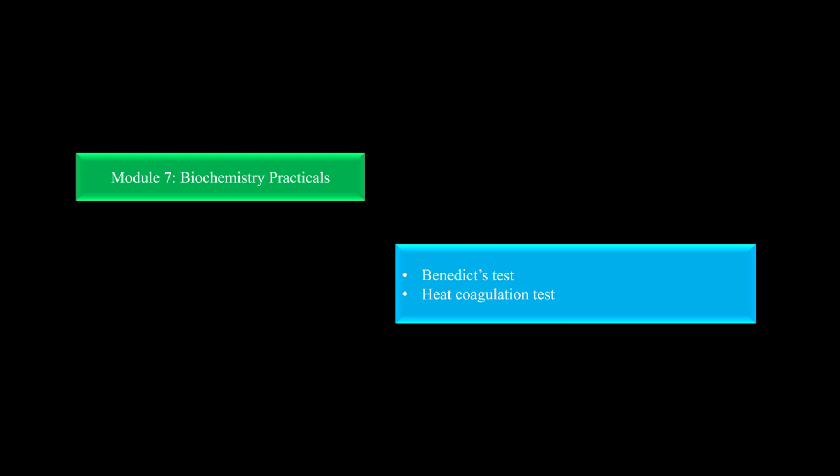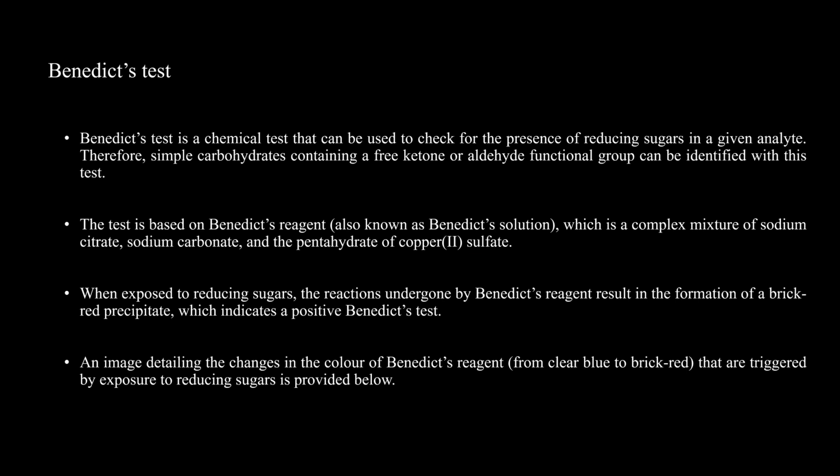Biochemistry practical test for Benedict's test. The Benedict's test is a chemical test used to check for the presence of reducing sugar in the analyte. If the sample has carbohydrate content, such as free glucose with an aldehyde functional group, it is reactive, and the test is based on this.